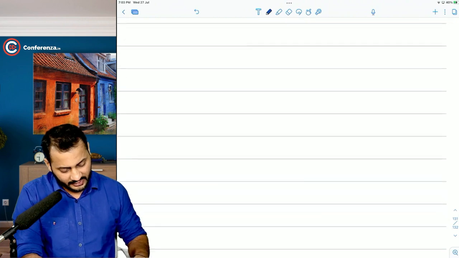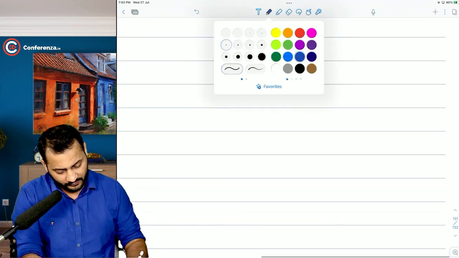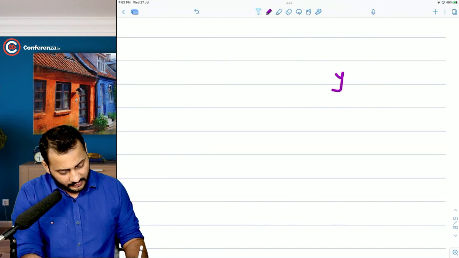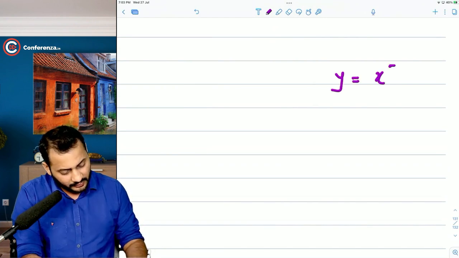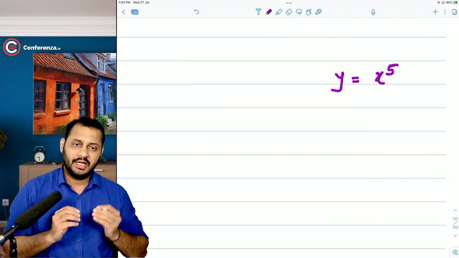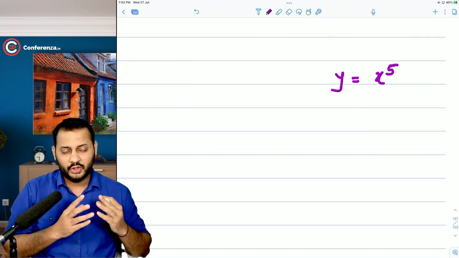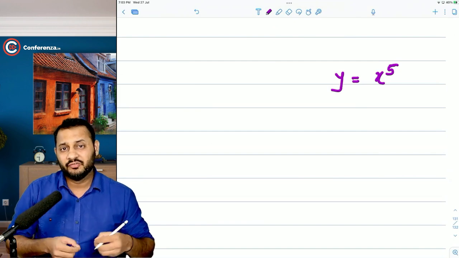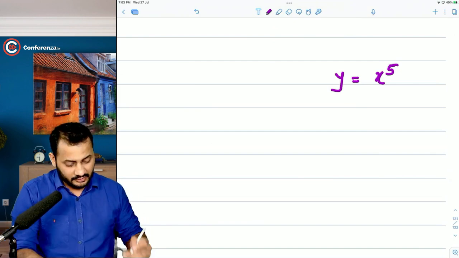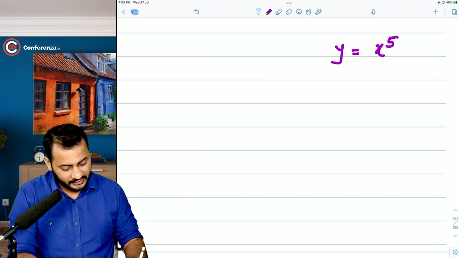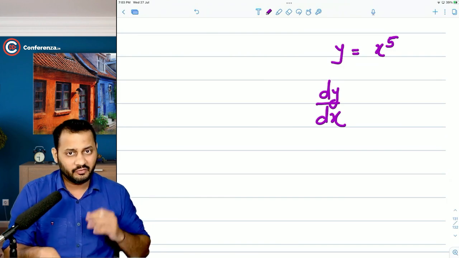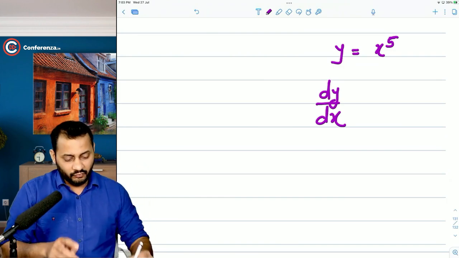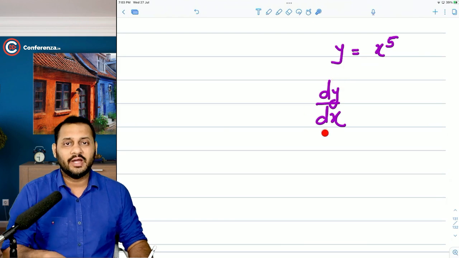What happens in the derivatives is, let's say, I will just change the pen, y is equal to x to the power 5 is given, and you have to solve this. You have to solve this equation with respect to x. Then what happens in the derivatives is, the next step is dy divided by dx. Y becomes dy divided by dx. D itself means the derivative of y with respect to x.